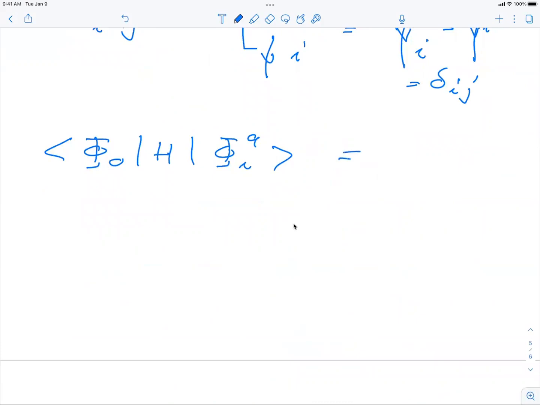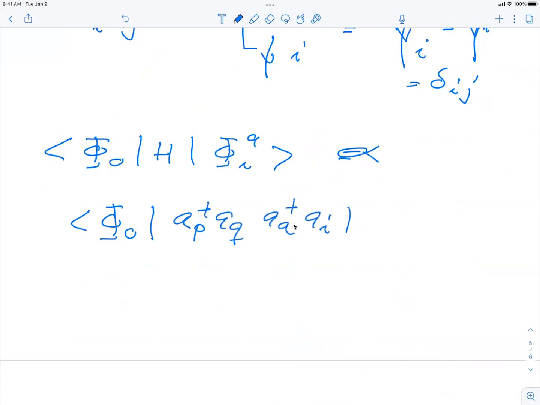So it's going to contain a constant term, which gives rise to E0. This is the reference energy. So we will have to calculate the expectation values. So I'm going to put a proportional sign here. And now I'm having the operators AP dagger, AQ, and then I have an AA dagger, AI, acting on the vacuum state.